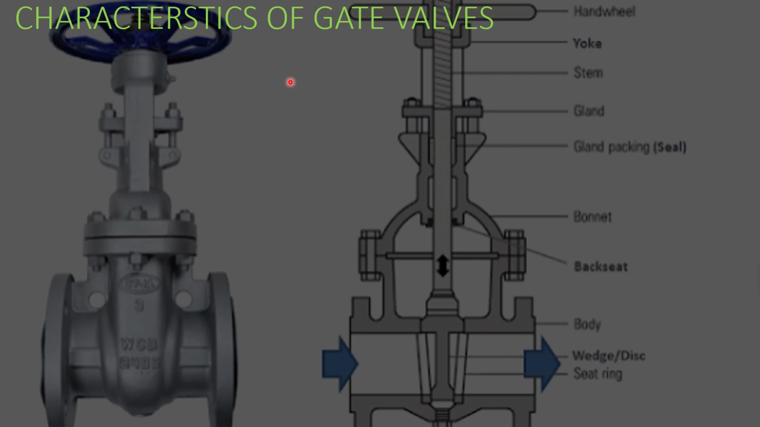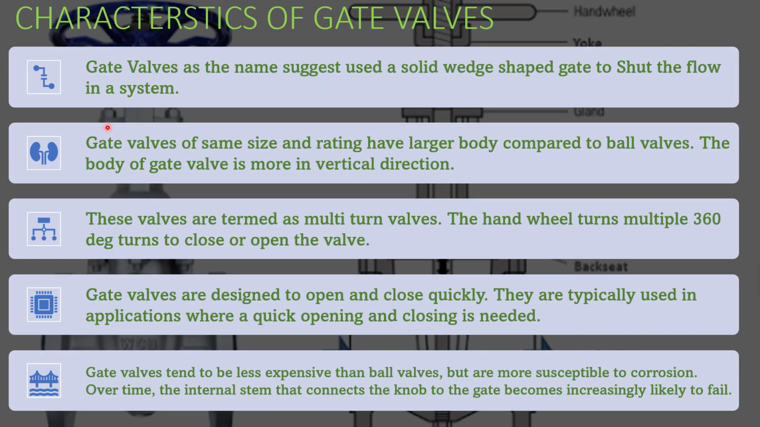So here are some key characteristics of the gate valve. Although in the background we have this image where different parts of the gate valve were shown. So the gate valve uses a solid wedge-shaped gate to stop the flow. So this is the basic design characteristic of a gate valve. When compared to a ball valve of the same size and same rating, a gate valve always has a large body height because of the vertical movement of the gate. You would have seen in a ball valve there is no vertical movement, there is a horizontal movement, and in a gate valve there is a vertical movement.